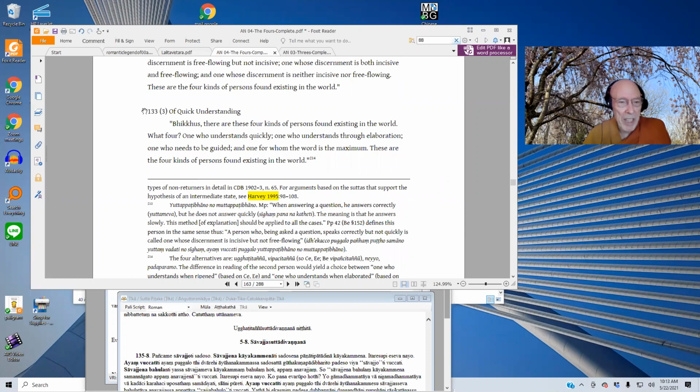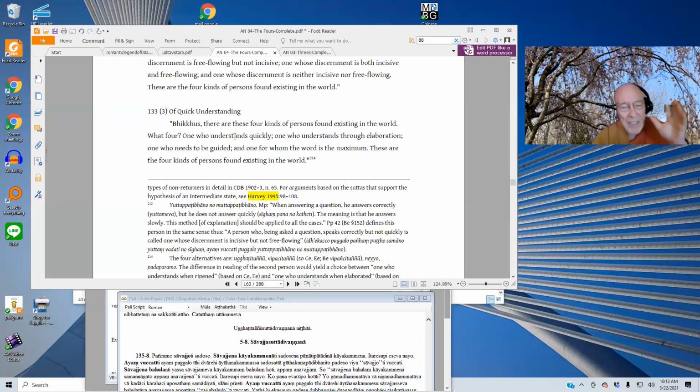So we're going to be starting with sutta number 133. And these suttas all revolve around the theme of introducing distinctions between four kinds of persons existing in the world. Now we have a distinction which comes to play a somewhat important role in the Theravada commentarial tradition. A distinction is made between a person who understands quickly, the person who understands with some elaboration of the teaching, the one who needs to be guided, and then the person for whom the word is the maximum.